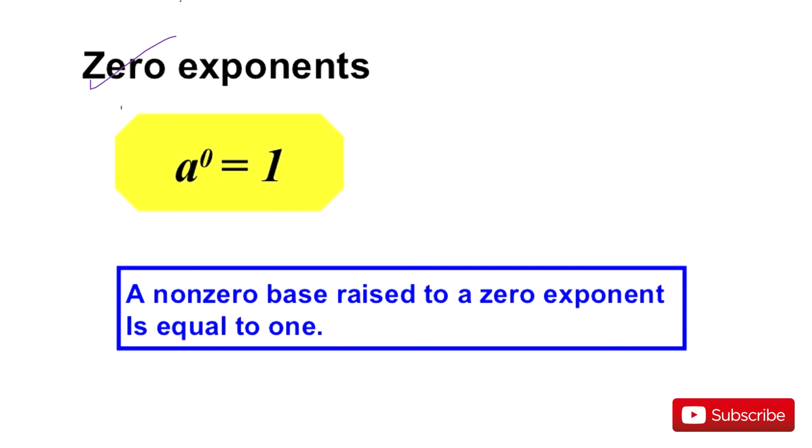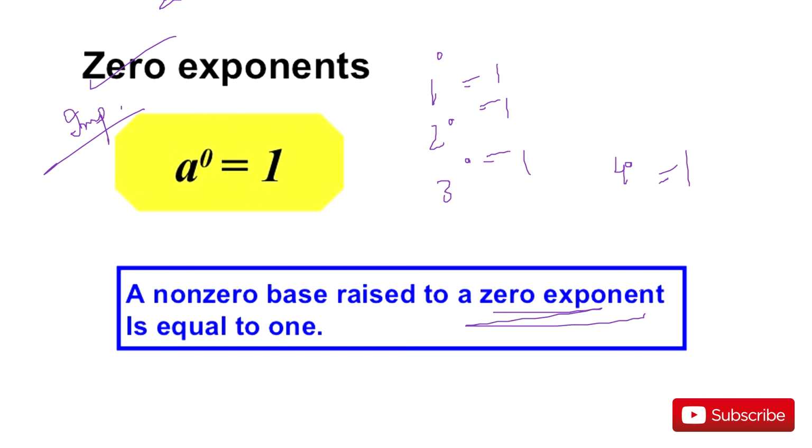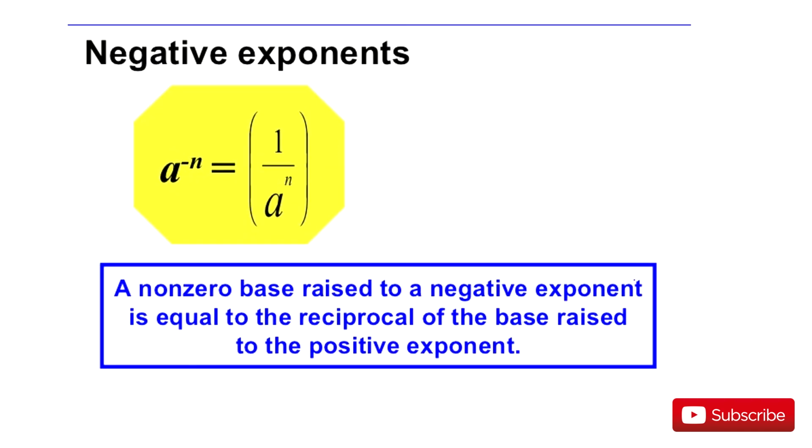It's important as well. And that means कोई भी number जिसकी power 0 हो, 1 की power 0, 2 की power 0, 3 की power 0, 4 की power 0, all of them are equal to 1. A non-zero base raised to a zero exponent is equal to 1. Negative exponent reciprocal हो जाता है, is the reciprocal.